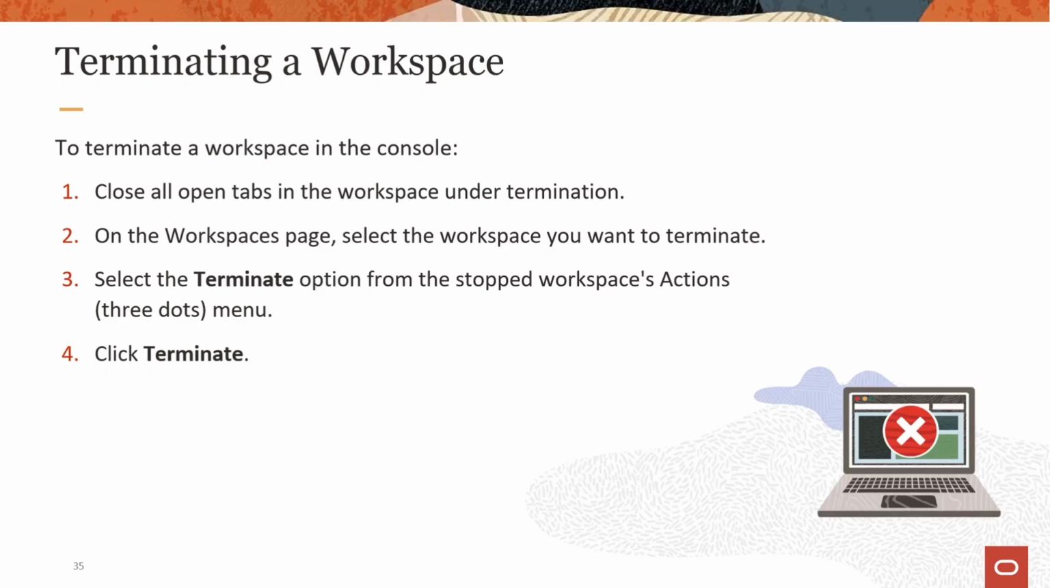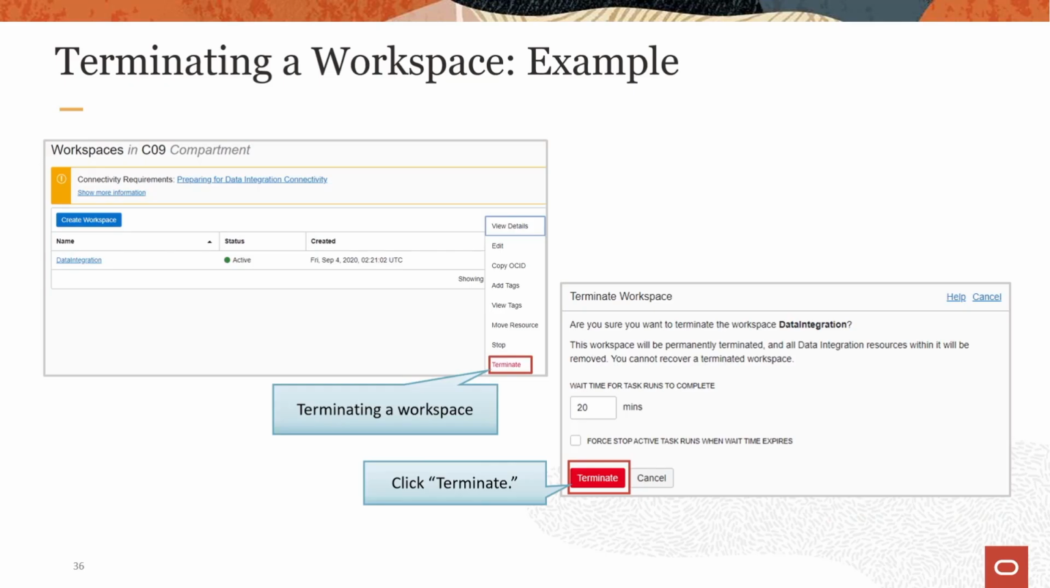If you wish to terminate a workspace in the console, close all open tabs in the workspace under termination. On the Workspaces page, select the workspace you want to terminate. Select the Terminate option from the Stopped Workspaces Actions menu. Then click Terminate. As you see in the screenshot, choose the Terminate option and click Terminate to terminate a workspace permanently.